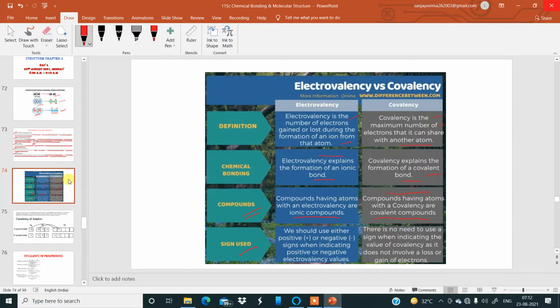Sign used for electrovalency: we should use either positive or negative signs when indicating positive or negative electrovalency values. But in the case of covalency, there is no need to use a sign when indicating the value of covalency, as it does not involve a loss or gain of electrons. So this was a comparison between electrovalency and covalency.